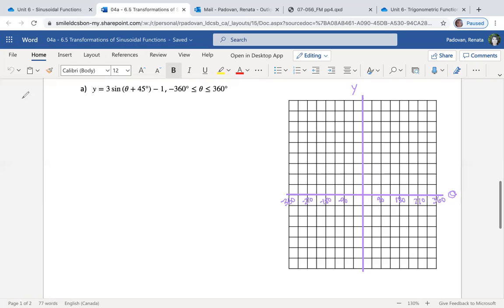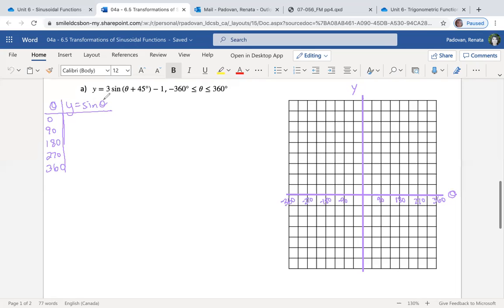So if I have my theta here and I have y equals sine of theta, in section 6.1, when we did the degrees and we made the chart, let's say theta was 0, 90 degrees, 180 degrees, 270 degrees, and 360 degrees. So these 5 values are going to be what I use to graph sine of theta and cos of theta all the time.